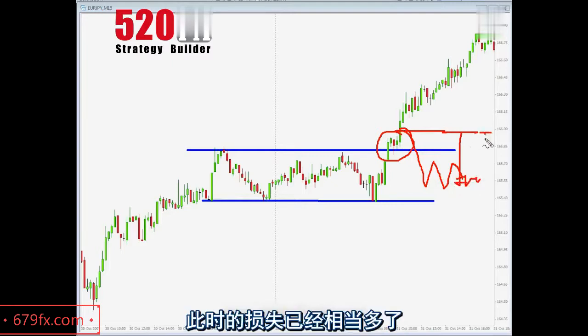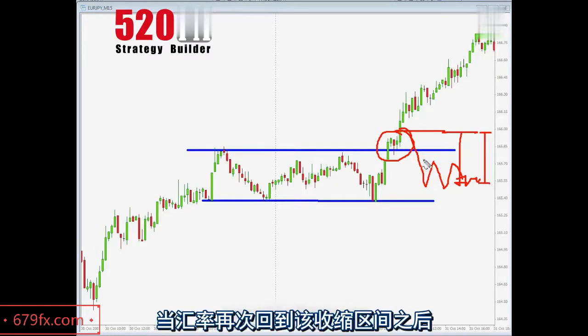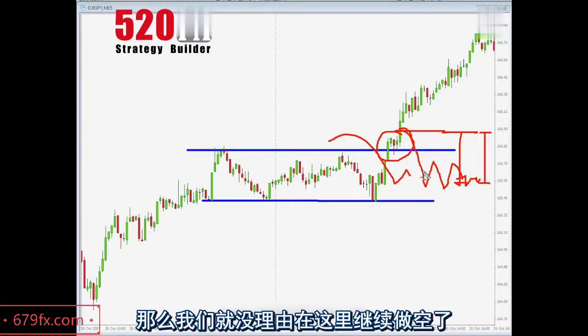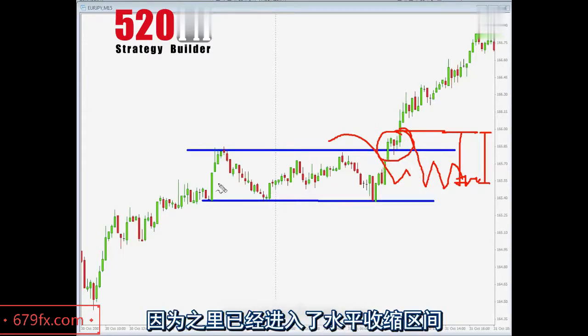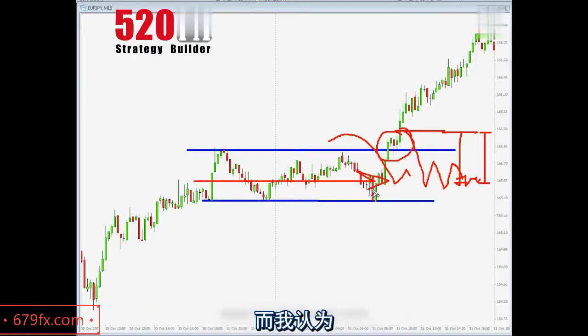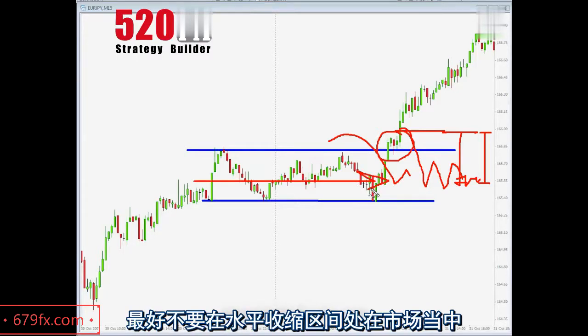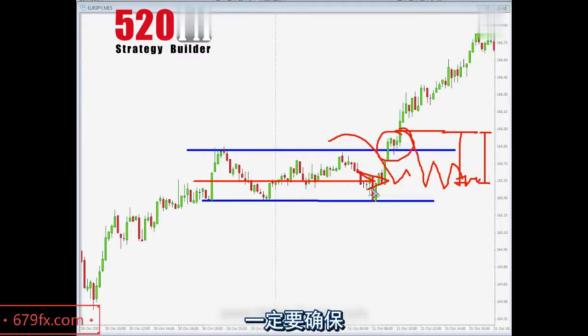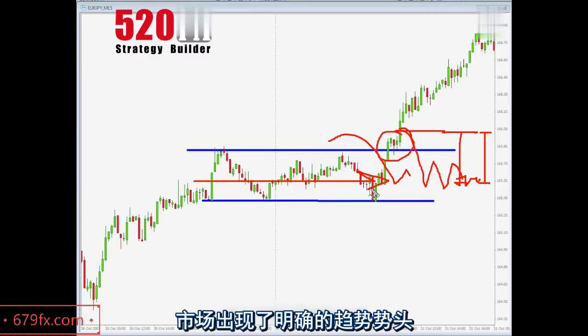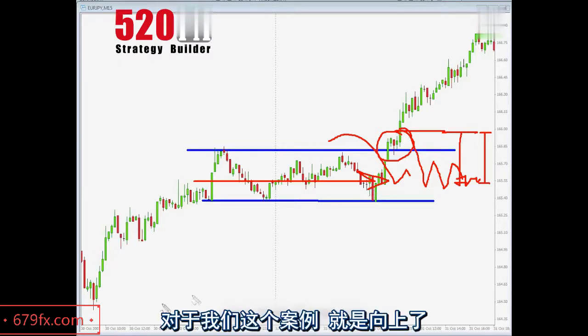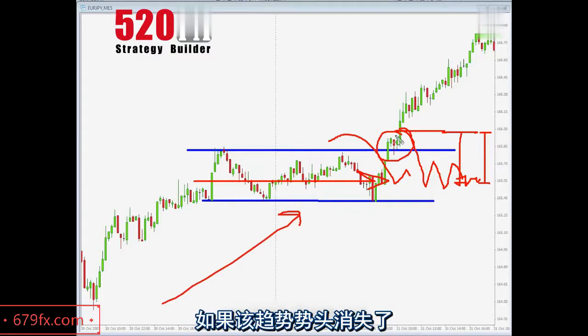Right now, the drawdown is not that small anymore, and once, like I say, price has gone back into the consolidation area, there is no reason to be long anymore, because you are still consolidating sideways, and in my opinion, you don't want to be positioned in sideways moving markets. You only want to be positioned once the market is showing you momentum to the upside. In this case, upside, since we are in an uptrend, of course. If that momentum to the upside just poofs out, well, it's time to get out.